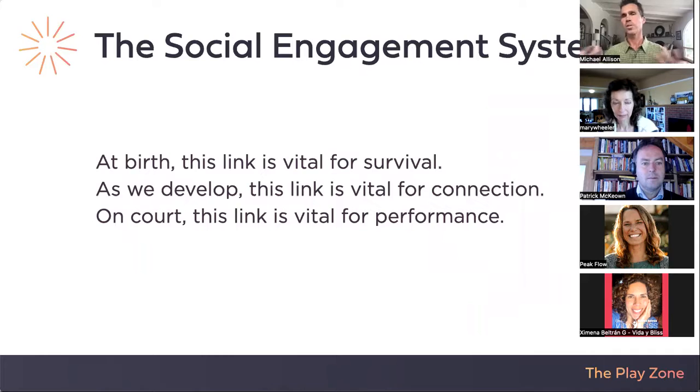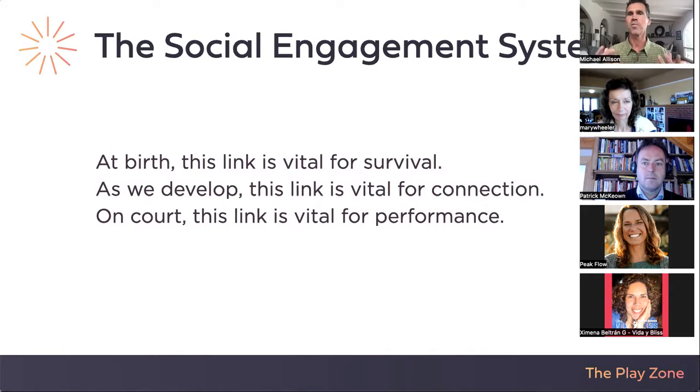At birth, the social engagement system, and this is pretty important too, is what coordinates our ability to suck, to swallow, to breathe, and to vocalize. It's how we attune to our caregiver to signal what we need: I need some warmth, or I need some food. It's controlled through this social engagement system.